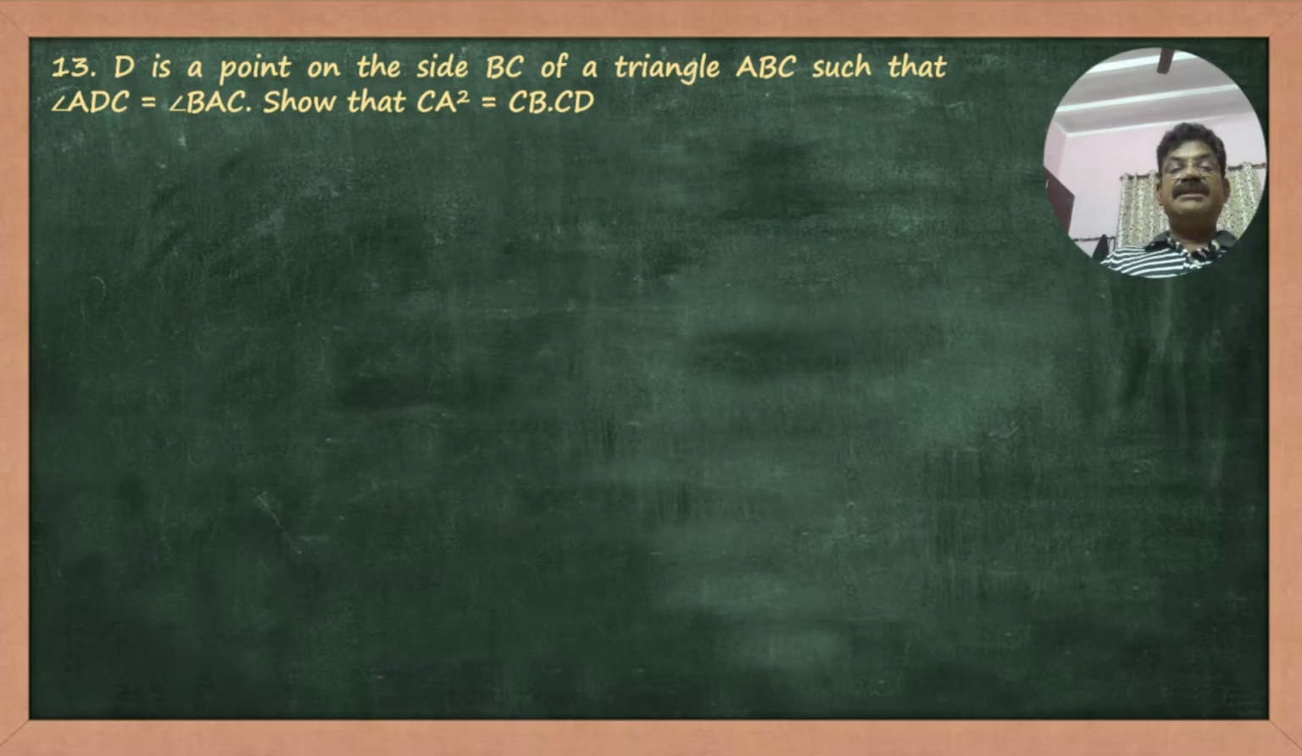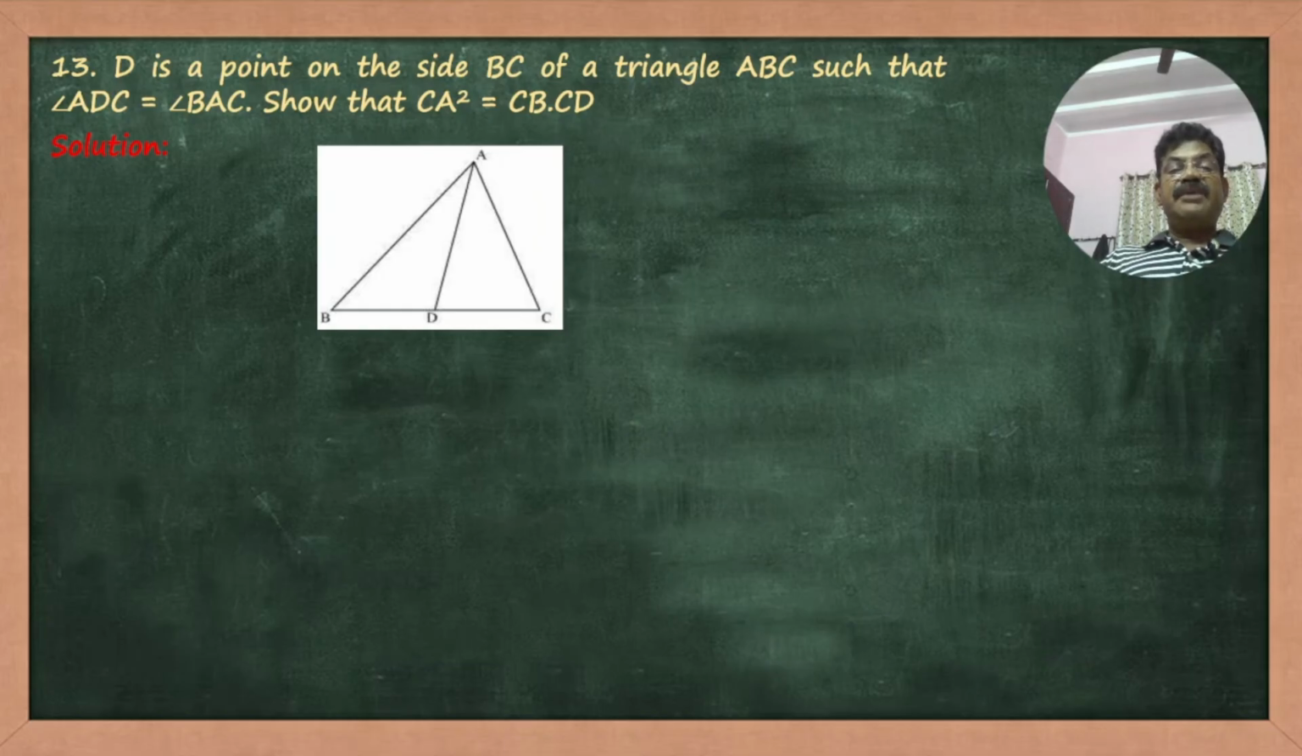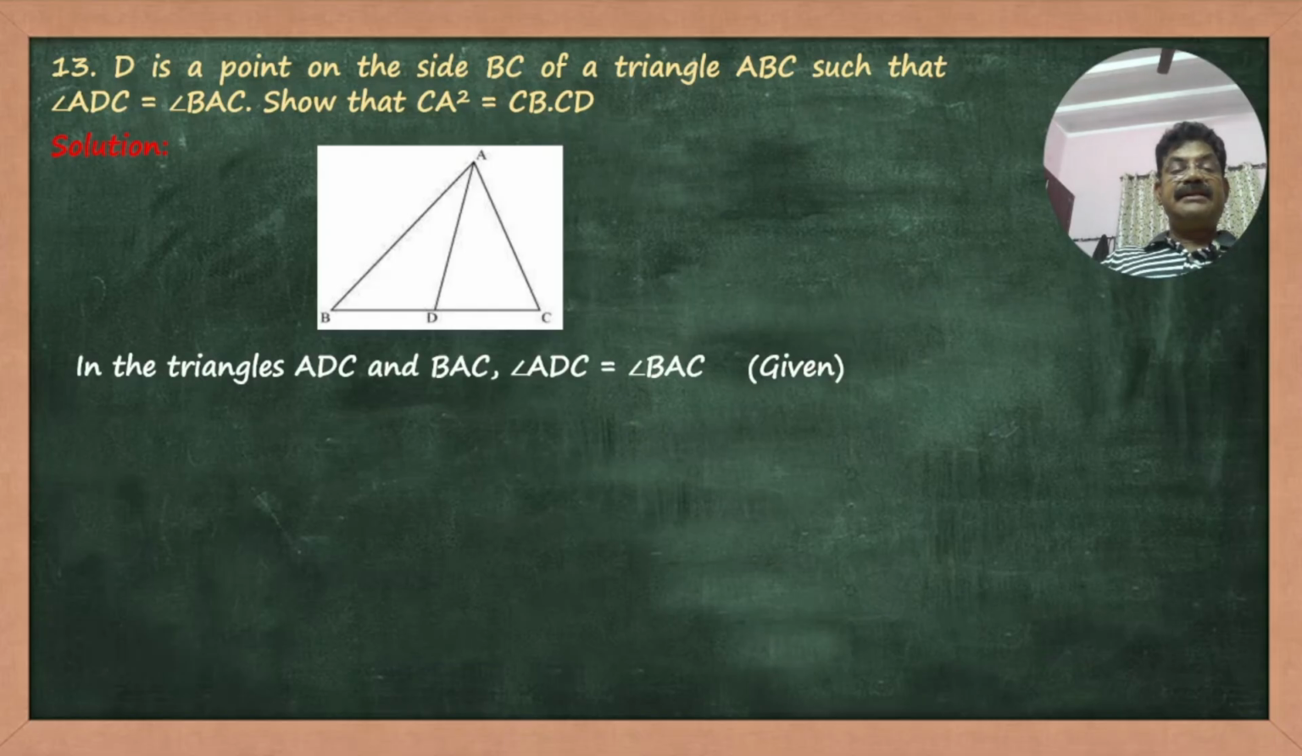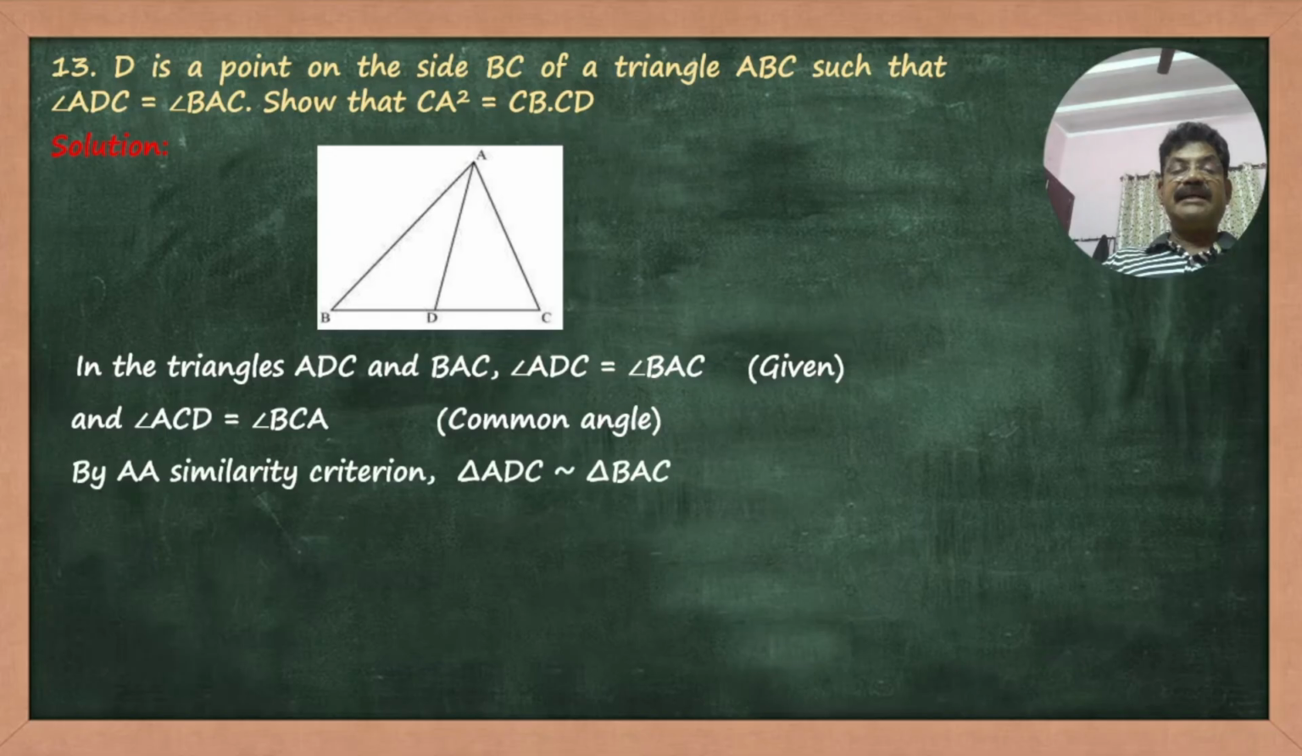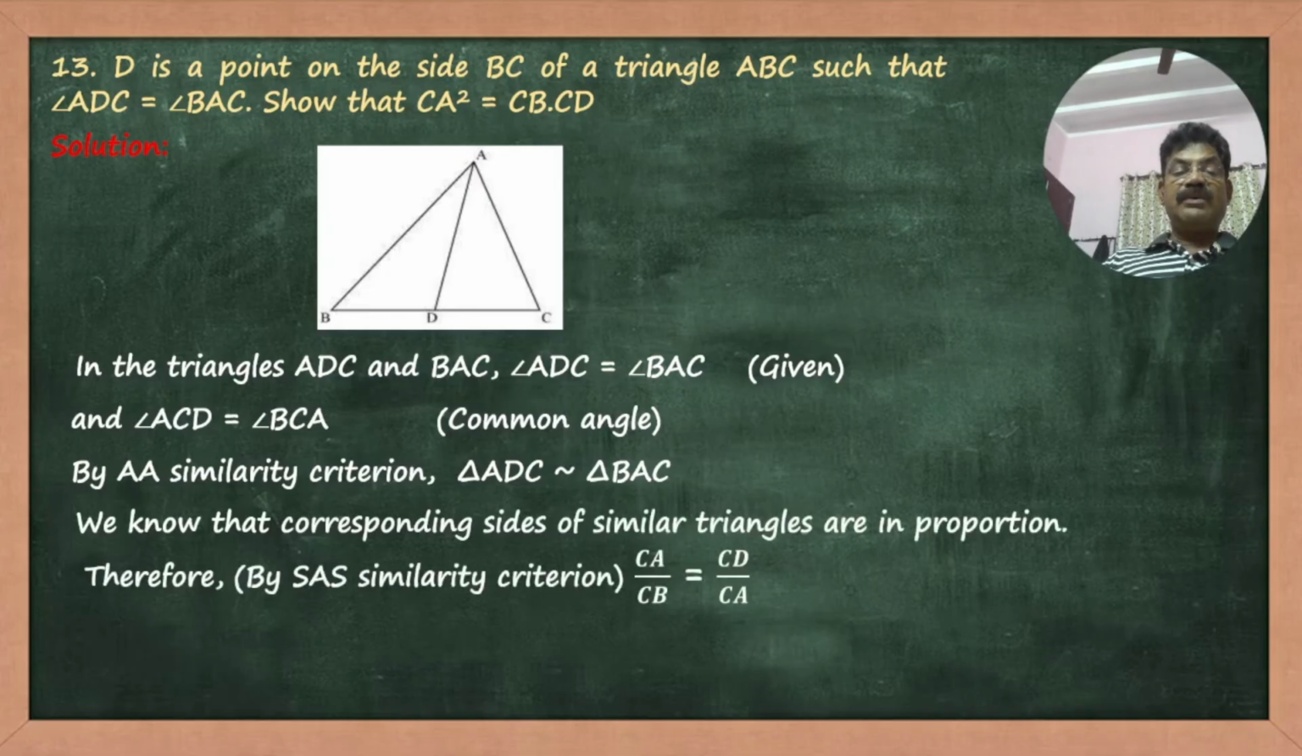D is a point on the side BC of a triangle ABC such that angle ADC equals angle BAC. Show that CA square is equal to CB into CD. Look at this diagram. In triangles ADC and BAC, angle ADC is equal to angle BAC, that is given. And angle ACD equals angle BCA, it is a common angle. Therefore, by AA similarity criterion, triangle ADC is similar to triangle BAC. Therefore, corresponding sides are in proportion. Writing the ratio of the corresponding sides, we get CA divided by CB is equal to CD divided by CA. Thus, CA square is equal to CB into CD.